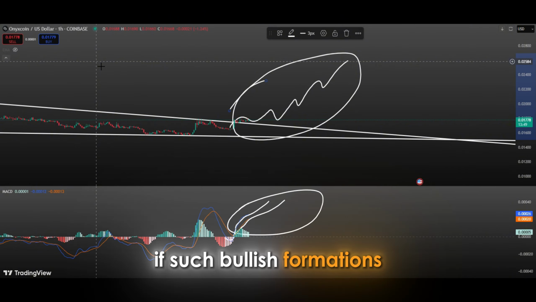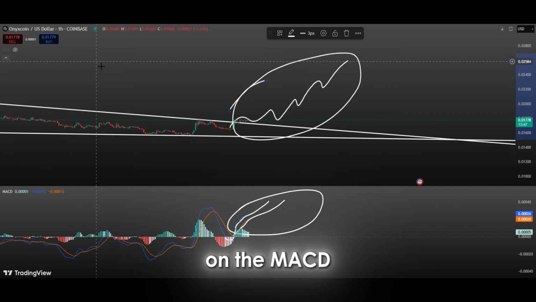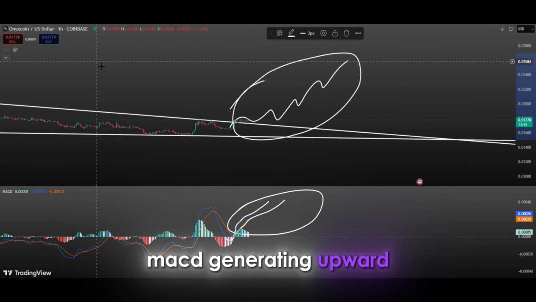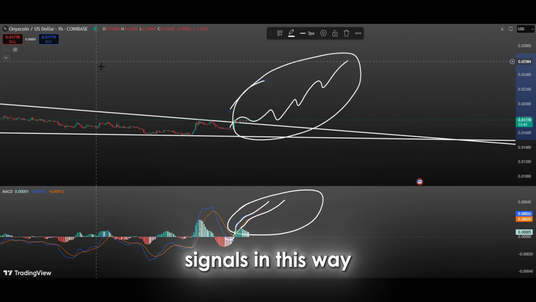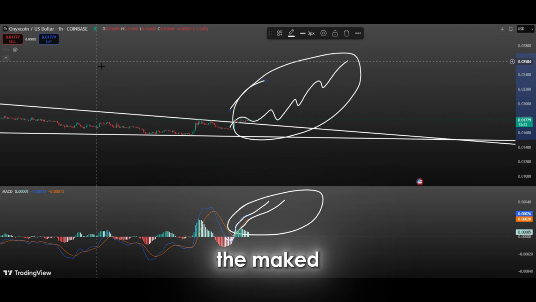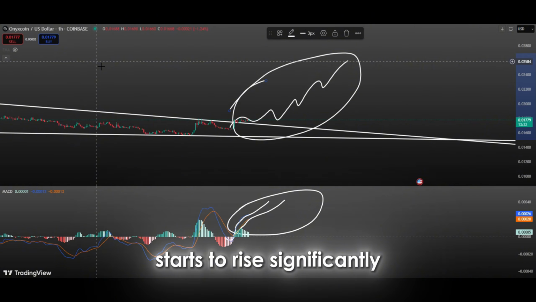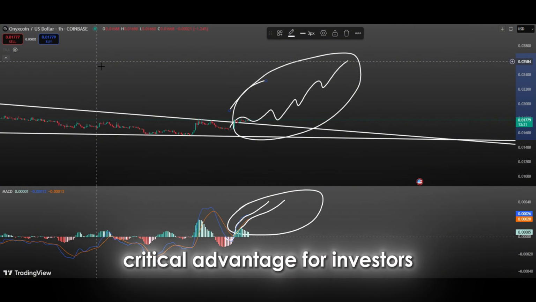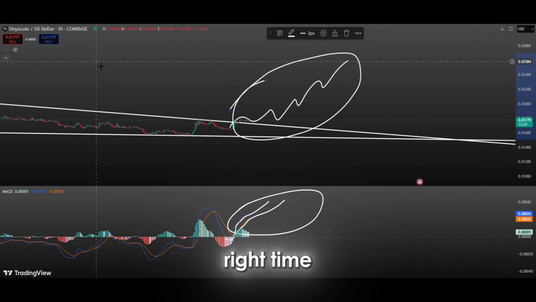If such bullish formations are clearly observable on the MACD, the price is expected to move in parallel with this behavior. MACD generating upward signals in this way is not only a sign that the current trend will continue, it is also considered one of the early signals of a potential upward movement. This is because the indicator usually gives a signal before the actual price action. That means positive signs appear on the MACD before the price starts to rise significantly. This provides a critical advantage for investors looking to enter positions at the right time.